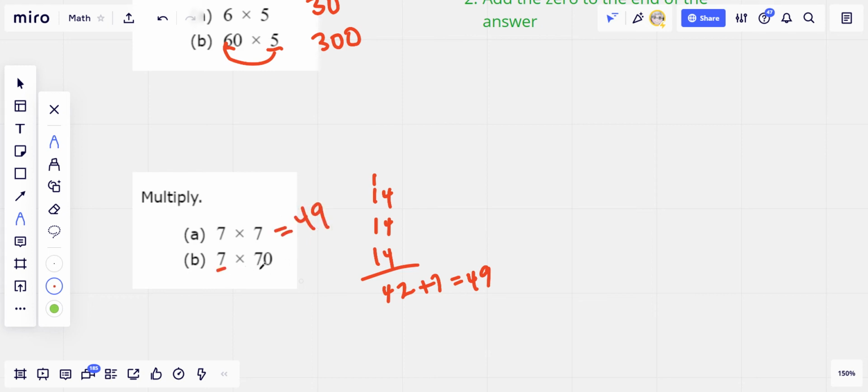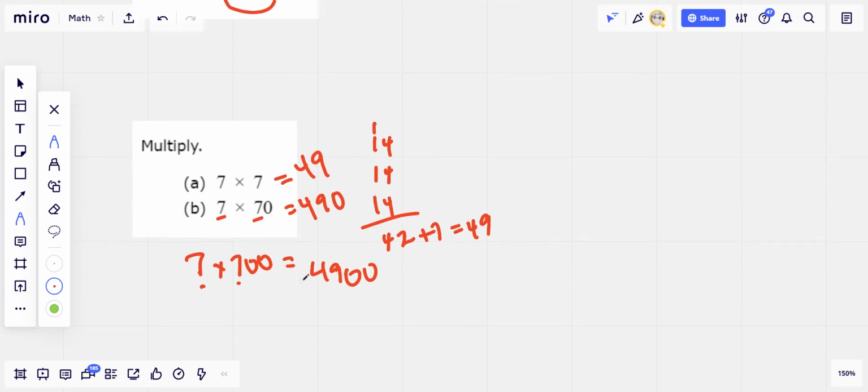That means 7 times 70, we do the 7 times 7 part, that's 49, and we stick the 0 on the end. And this actually works for any number of trailing zeros you had. So for example, if I had 7 times 700, I'd multiply the 7s, 49, and then stick 2 zeros on the end.